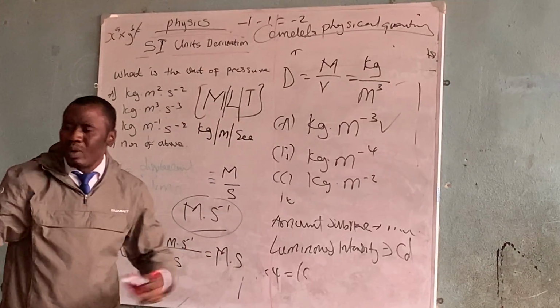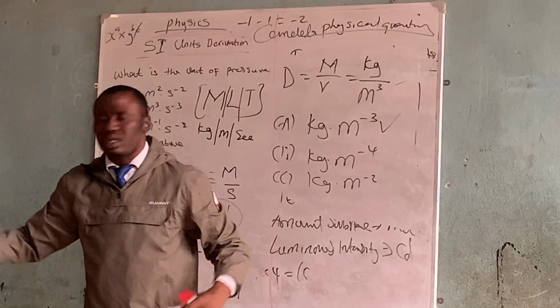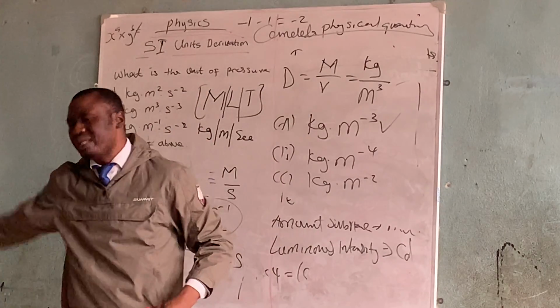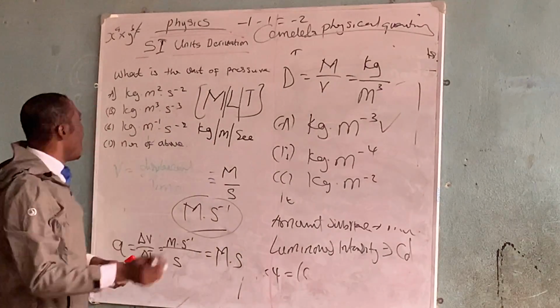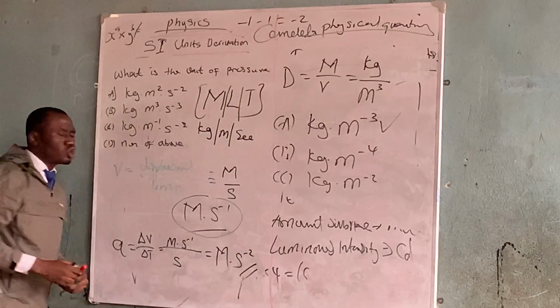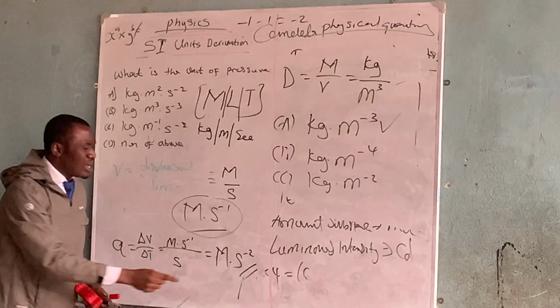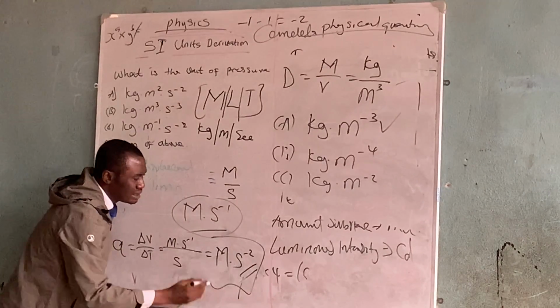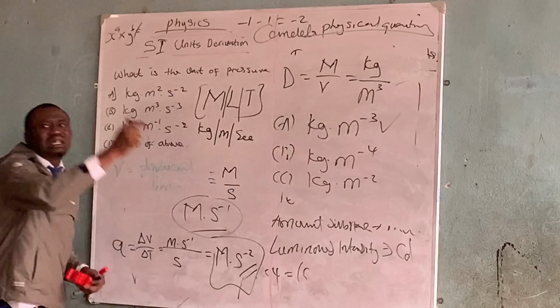You are owing 10 naira. You went and borrowed 10 naira. Owing is minus. Borrow another 10 naira. How much are you owing? Minus 20. Are you following? So minus 1 minus 1 gives you minus 2. So you will notice that the unit of acceleration is like this, and the unit of velocity is like this.